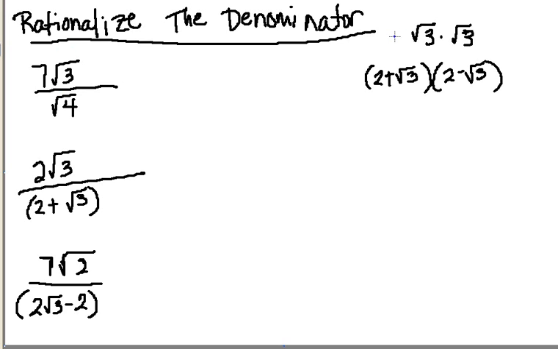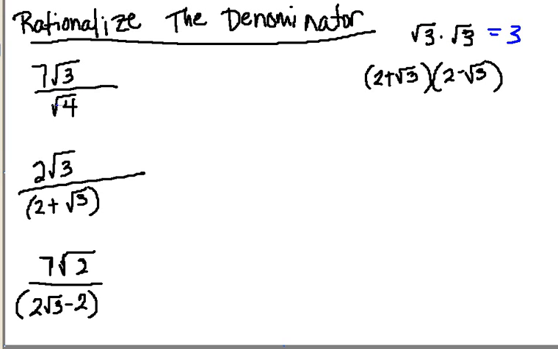So before we talk about my examples here on the left, let's talk about a couple of rules. When we multiply a radical by itself, so here I have the square root of 3 times the square root of 3, the radical just disappears and I'm just left with 3. So we're going to use that to rationalize the denominators in order to remove the radical from the denominator. So let's look at our first example.